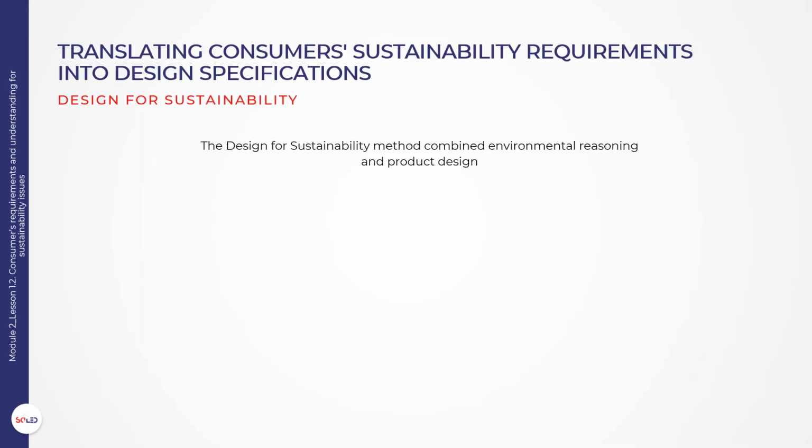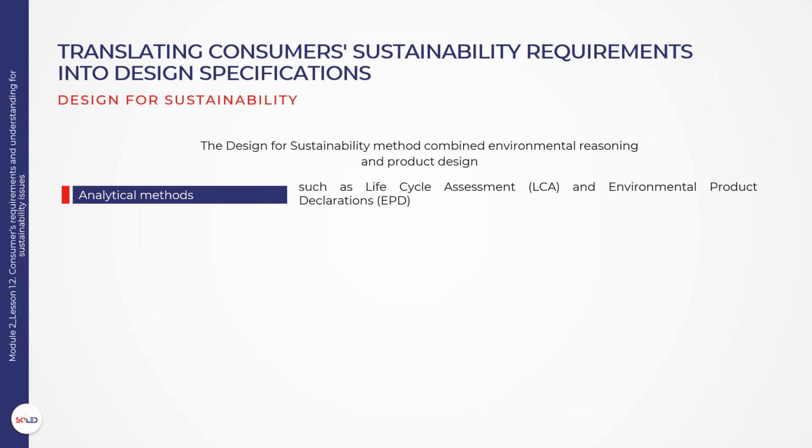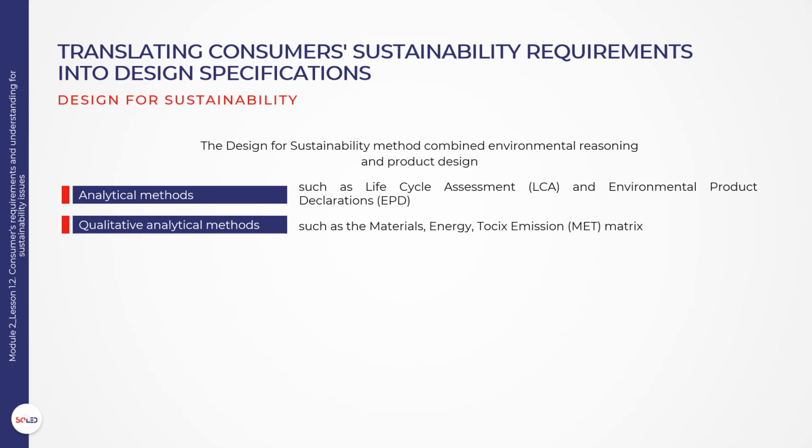Design for sustainability therefore presents itself as a very broad approach capable of acting at different levels and with different focuses. Sischin and Gazilusoy, 2016, in their study analyze the DFS identifying 11 different design approaches. These approaches present different methodologies to respond to consumers' demands and insert environmental problems in product design. Analytical methods such as life cycle assessment, LCA, and environmental product declarations, EPD. Qualitative analytical methods, such as the materials, energy, toxic emission, MET, matrix, Paulson, 2018.